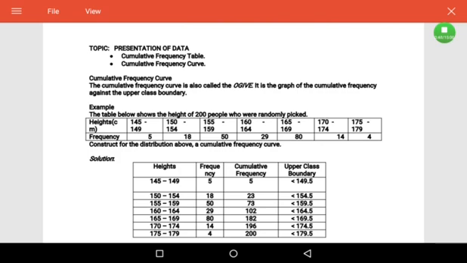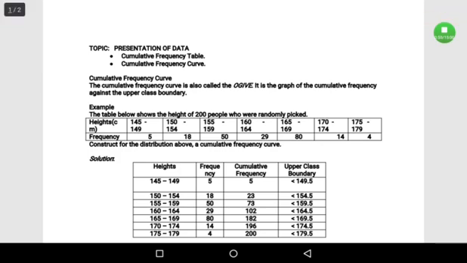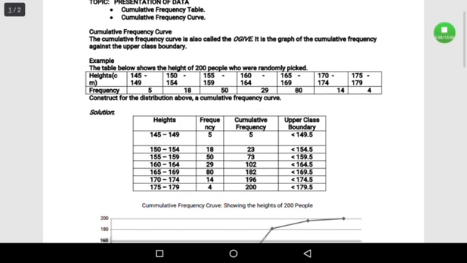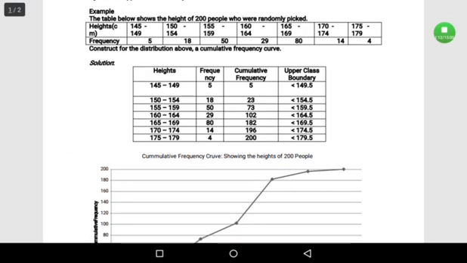Alright, so taking one example, it says the table below shows the height of 200 people who were randomly picked. Now you are given the height in centimeters and the frequency. The heights are given in terms of class intervals. So of course you know this is grouped data. The values of the height have been grouped. Okay, so we are told to construct a distribution table for the above data and also construct a cumulative frequency curve.